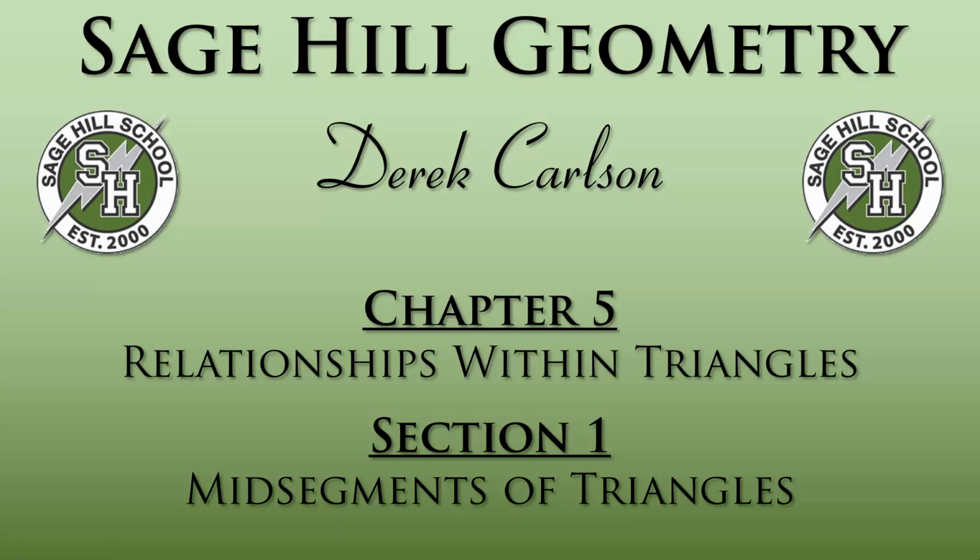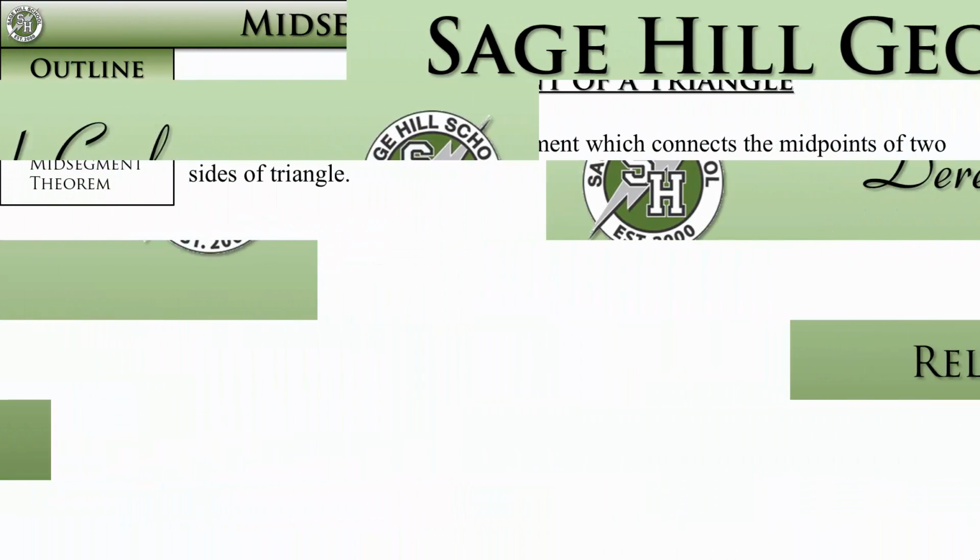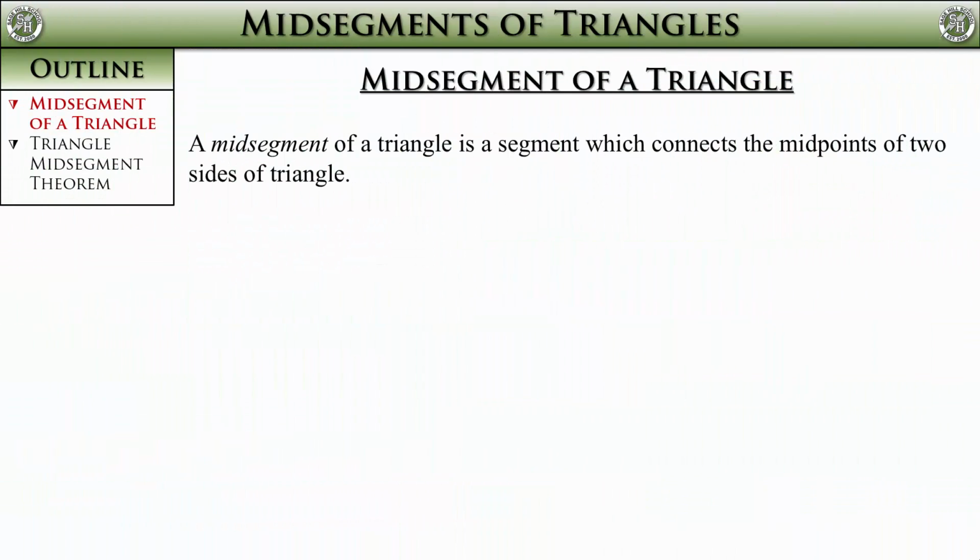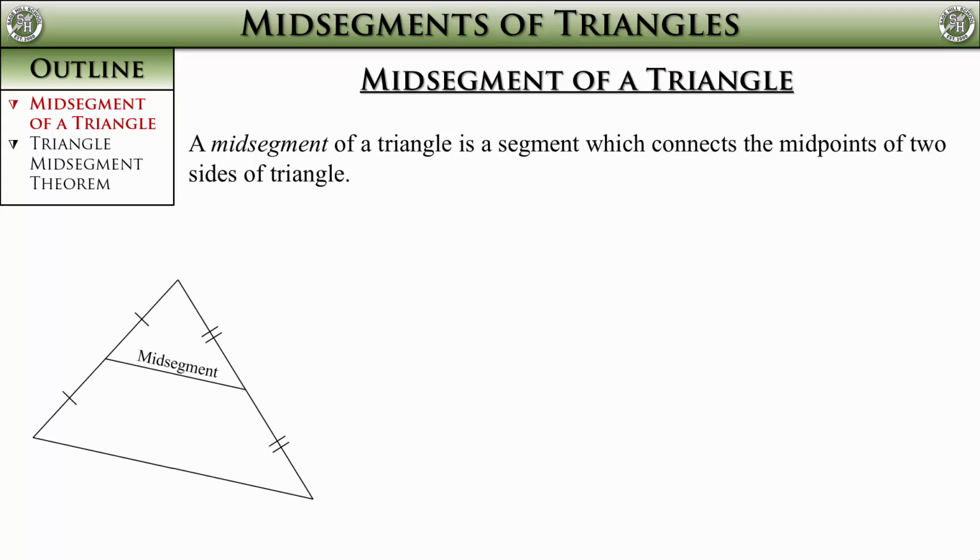We start Chapter 5 with a little section on midsegments. Most of you probably haven't dealt with midsegments before, but it isn't too rough. A midsegment of a triangle is a segment which connects the midpoints of two sides of a triangle. Here is an example. This line segment connects the midpoints of two sides of the triangle.